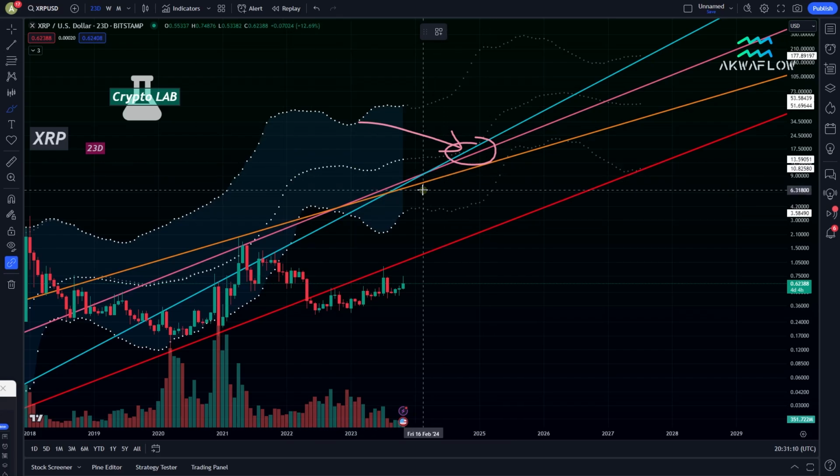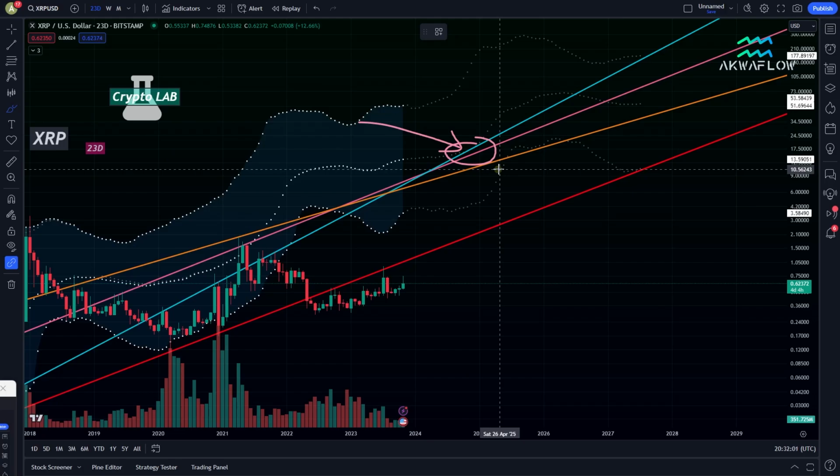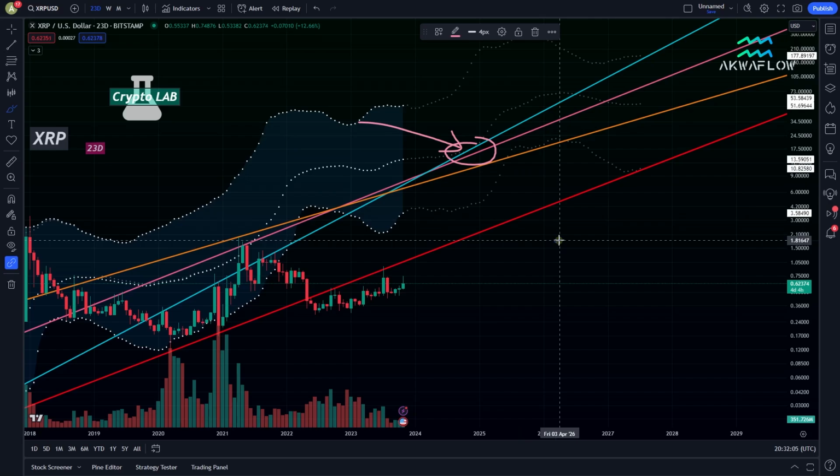I remind you that unlike my other analysis, this is an experimental indicator. It was just to share some thoughts about the next top of XRP. This is not financial advice. And for tops, I have another strategy, and I will talk about my brand new indicator in my next video.